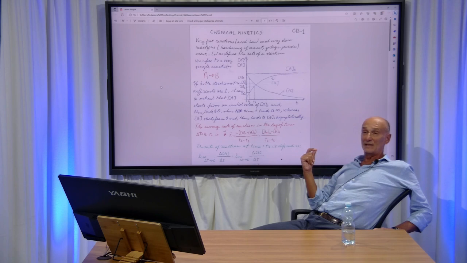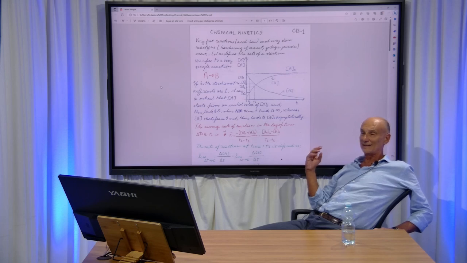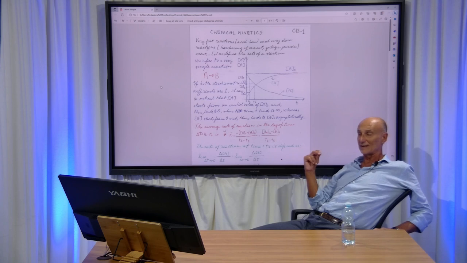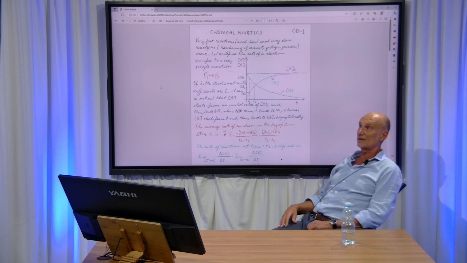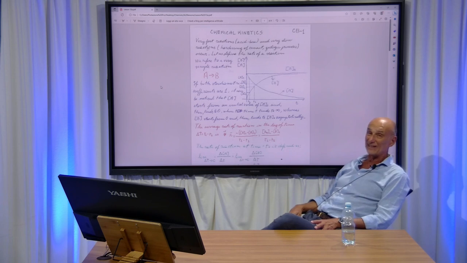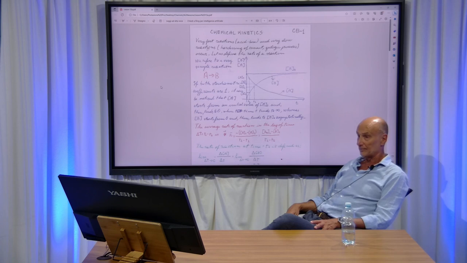It is said that in 1 year, about 97-98% of what can react has reacted. But in reality, the remaining 1-3% that does not react takes about an infinite time to go to completion. Well, let us define the rate of a reaction first of all.